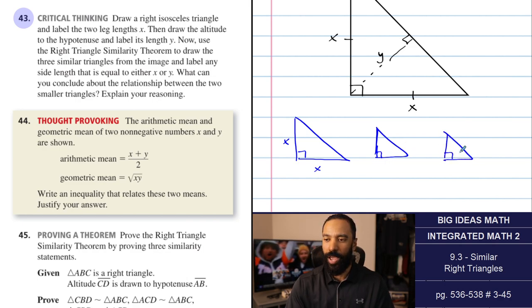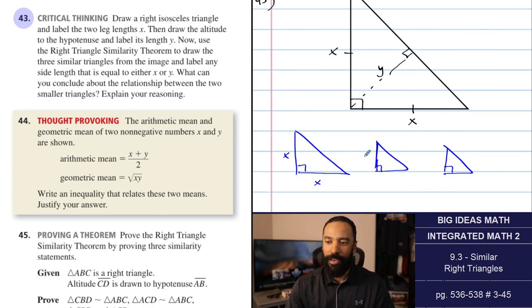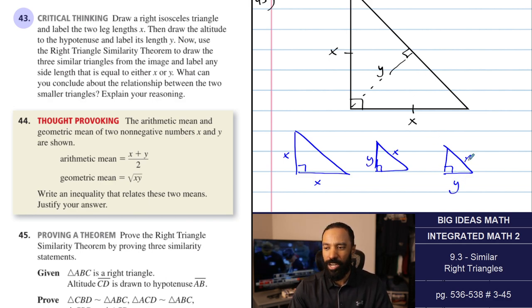But in these smaller triangles here, let's call this triangle number one. We have some length Y, if we call it the upper side, and then X is going to be a hypotenuse. And then on this one, Y represents the other side here where X is there, because the Y's don't correspond.